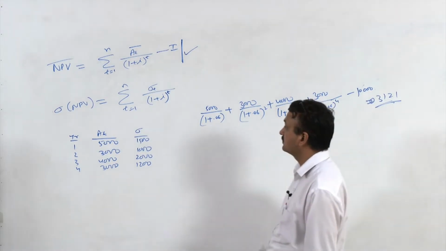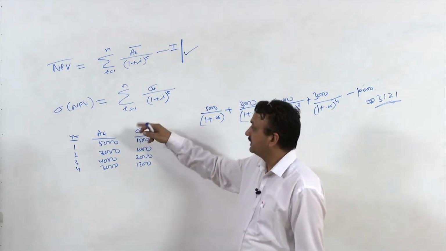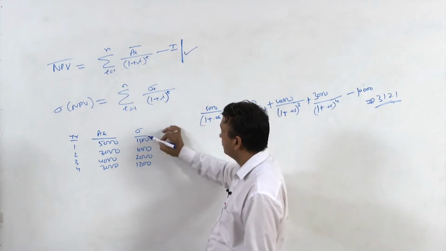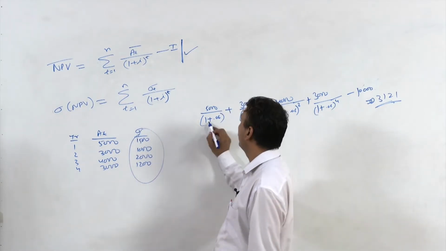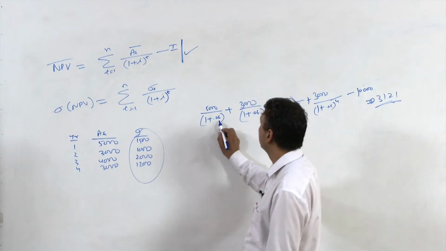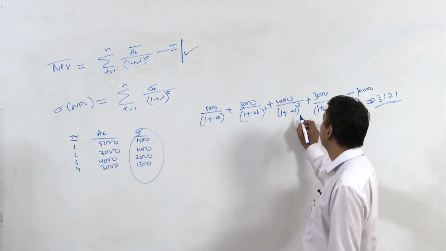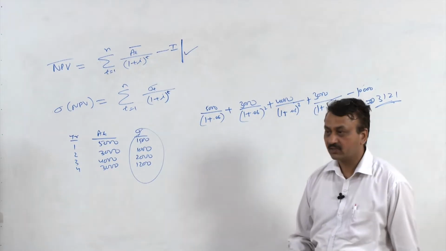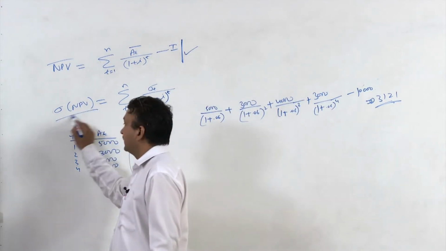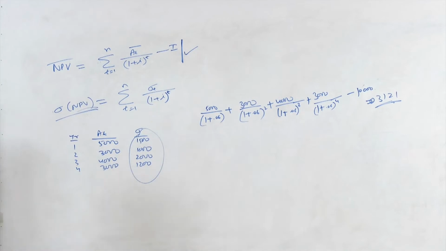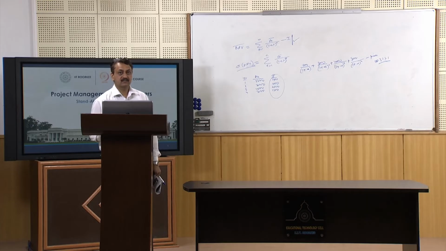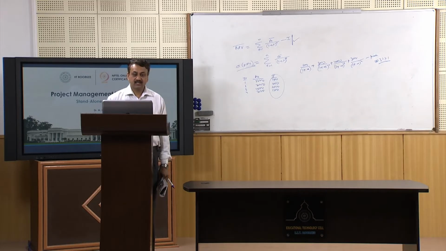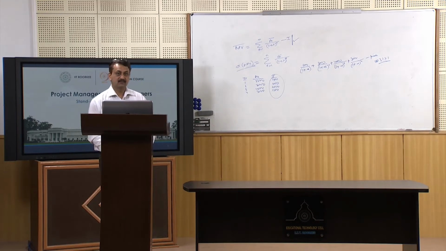Similarly, you can also calculate the standard deviation. Just take the summation of all these divided by 1.06, then square, cube and to the power 4. So you will get the standard deviation also. With this we come to the end of this particular method. What was this method? It was the Hillier model. Let us move on to another method.